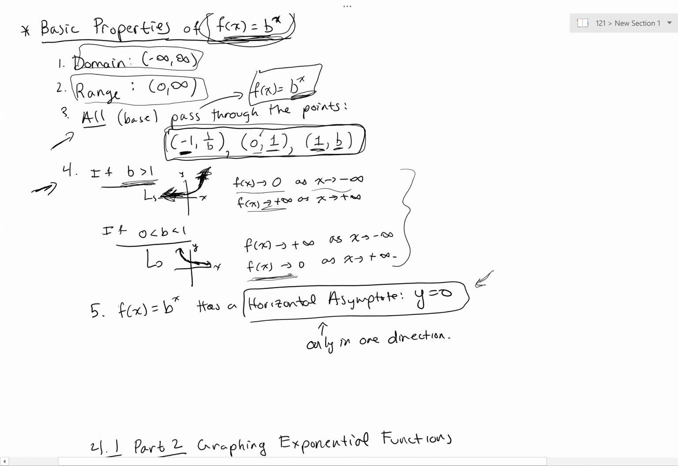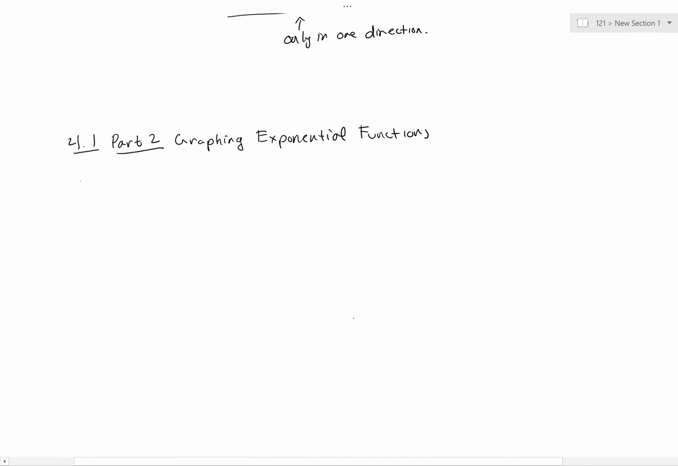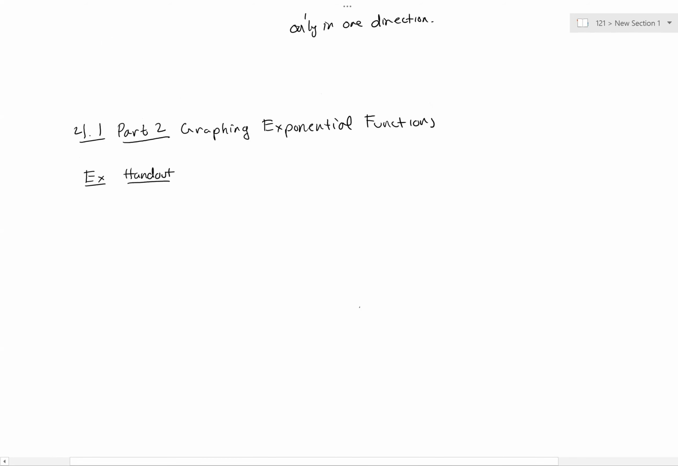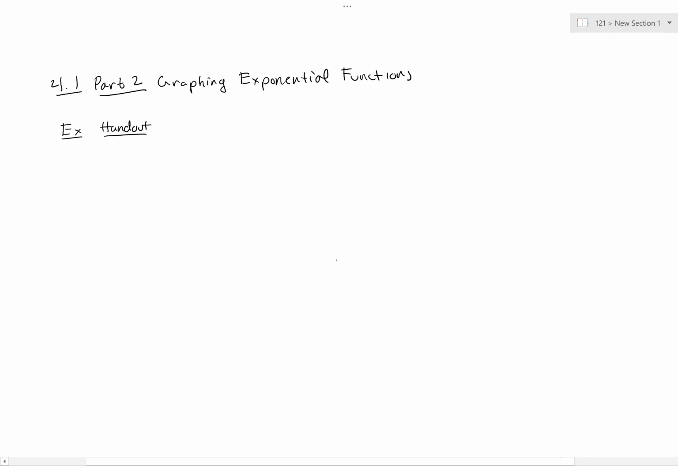So we're going to be using these properties and these 3 points here to graph these functions that are on your handout. So let's look at the ones that are on your handout. And I'll try to go through these relatively quickly. Again, you can always pause, rewind, ask questions in discussion. So use that to your advantage.